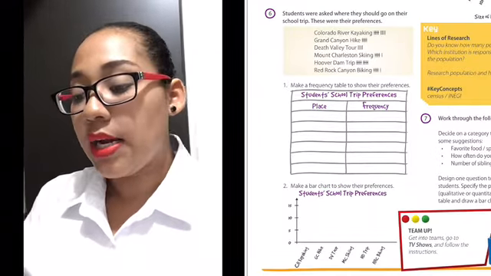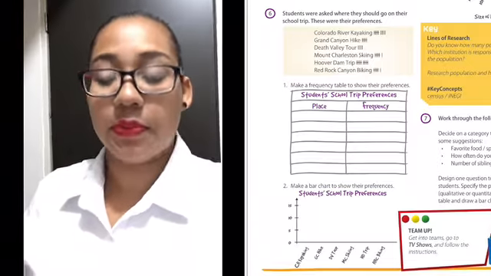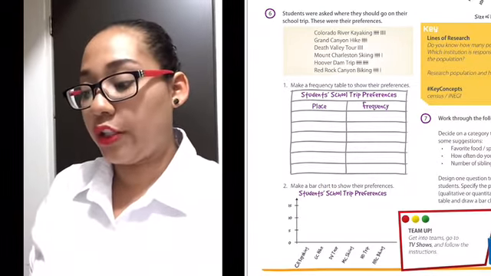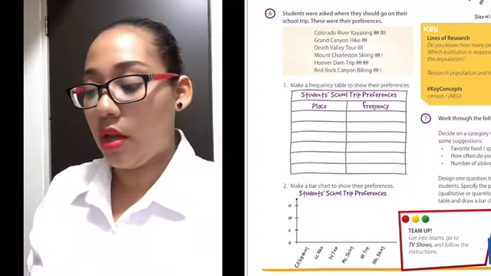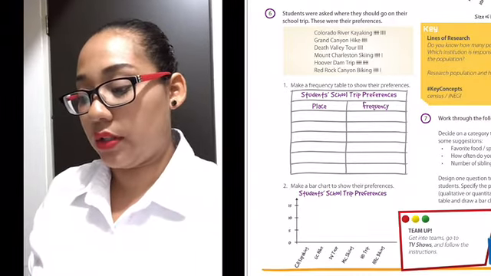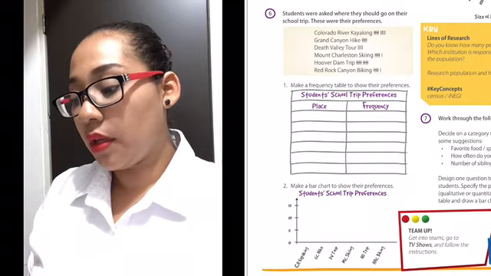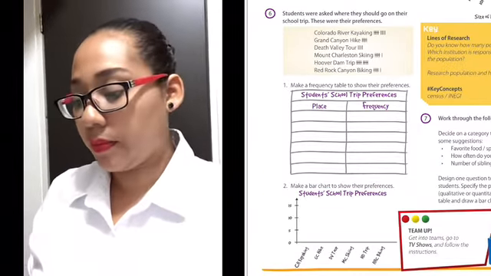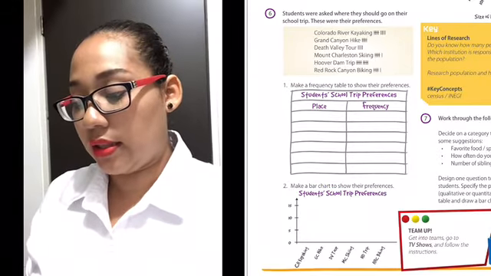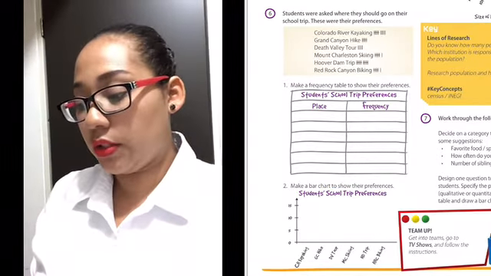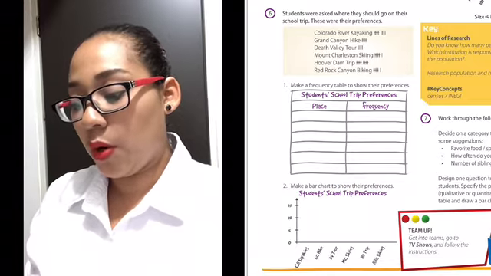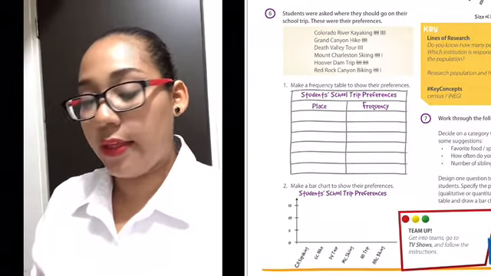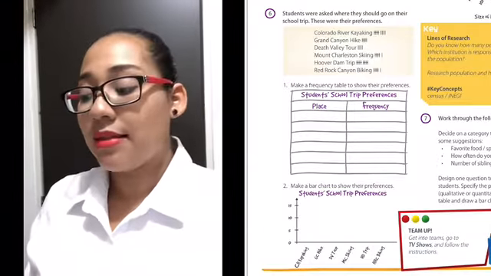Okay, now exercise number 6. It says students were asked where they should go on their school trip. These were their preferences: Colorado River kayaking, and you have the tally marks, Grand Canyon hike, Death Valley tour, Mountain Charleston skiing, Hoover Dam tour, Red Rock Canyon biking. And there you have the tally marks. This is like a survey.